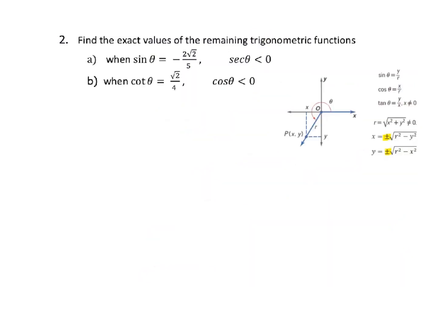Let's go to B. When cotangent theta equals square root of 2 over 4, and cosine theta is less than 0, we will figure out the quadrant. Since cotangent theta is a minor one, we need to change it into a major one. So tangent theta equals 4 over square root of 2. Multiplying by square root of 2 over 2, then 4 carries on. Reduce, and we get 2 square root of 2. This is positive.